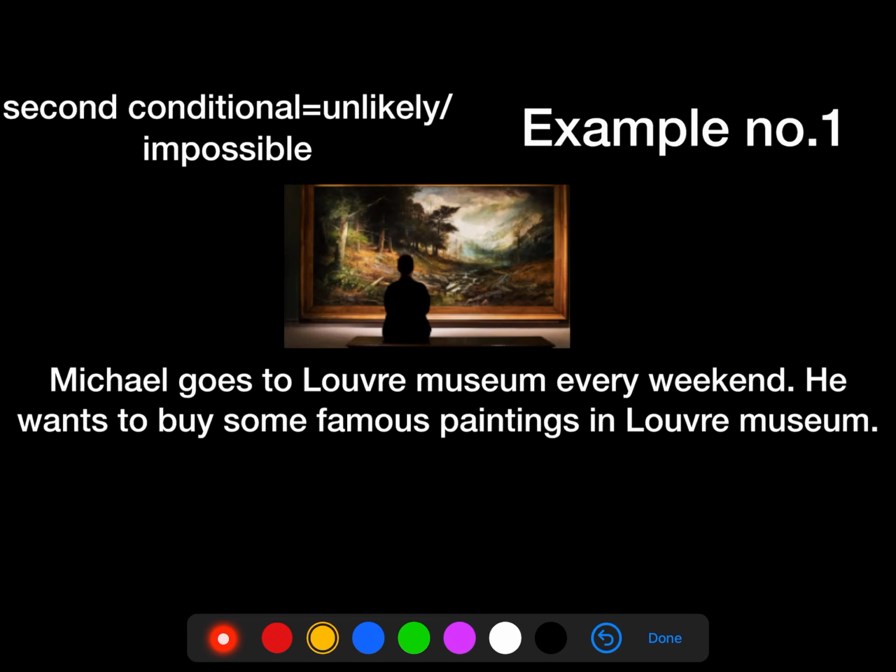Okay, now we have figured out the characteristics of the second conditional clause. We use second conditional when we want to talk about future situations or present situations which are unlikely, which are impossible to make happen. Okay?